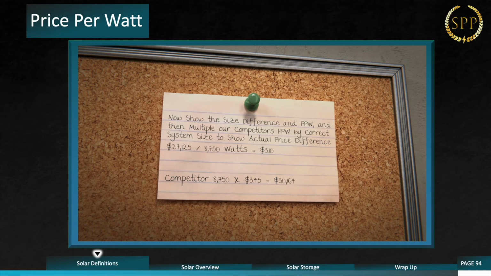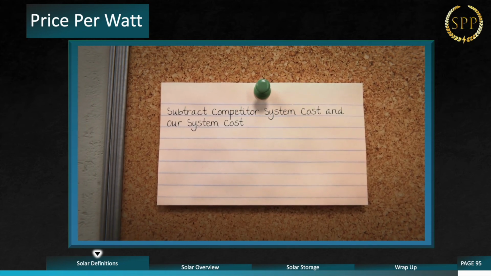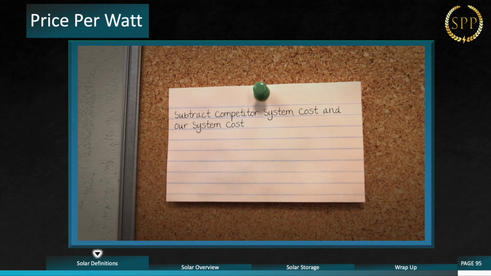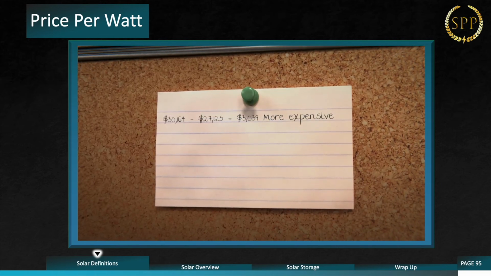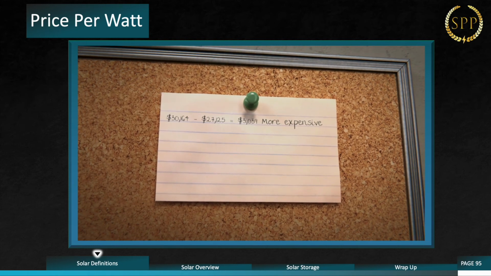Well, if the competitor was to price our system at their price, they'd be at $30,164. So how do we find out this difference? Subtract the competitor system cost and our system cost. That's going to give us the true difference. So $30,164 minus $27,125: if they give the same system size, they're going to be $3,039 more expensive. So they may have lowered the system size in order to increase the price to increase commissions, which means that they're going to be undersizing the system.